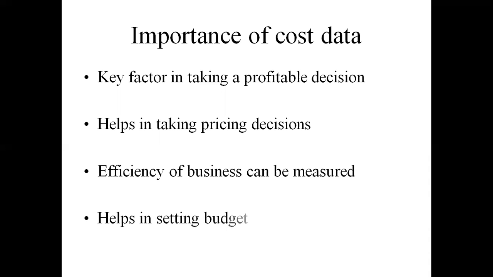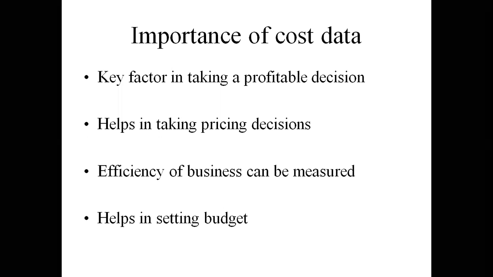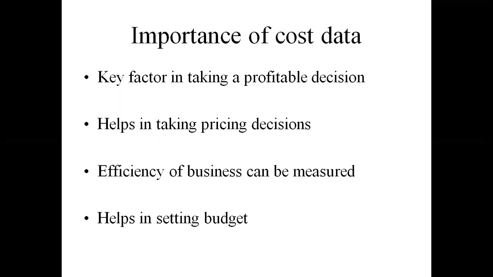Okay, and then it helps in setting budget. Now, budget basically means that amount which is set aside for a certain kind of expenditure. A business always sets a budget for certain types of expenditure, like marketing expenditure. You have to spend on workers' training as well. There might be certain expenditure on research and development as well. There might be an expenditure on buying machinery and raw material as well.